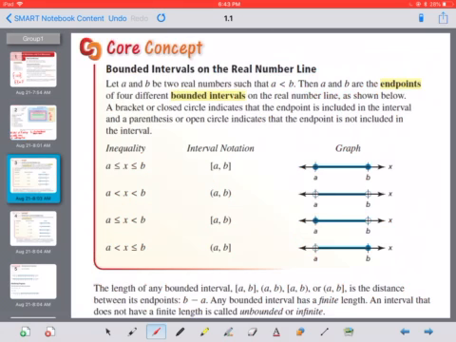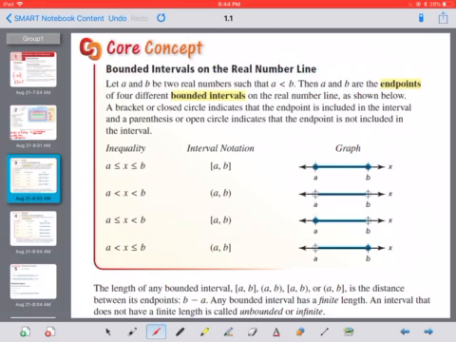Interval notation is the first kind we're going to talk about. It's just a different way to write your answer. Sometimes it's a little more concise way to write your answer. It's a little bit shorter. And we'll see some examples here. There's two kinds. There's bounded and there's unbounded.